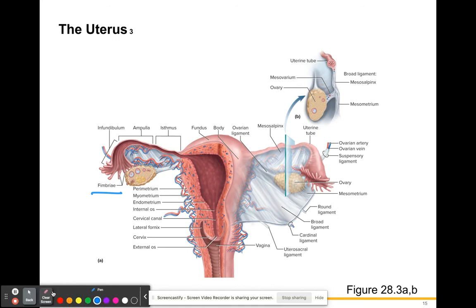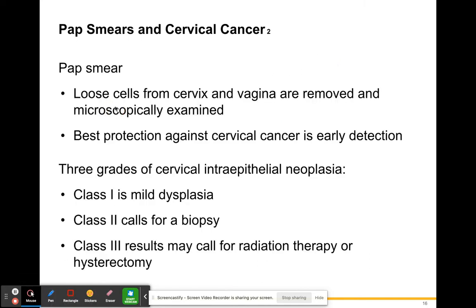So once again, here's the fundus, just like the fundus of the stomach. This superior curvature. And we have the body. And then we have our cervix here. The cervix is kind of where the vagina ends and the uterus begins, right there. We need to be able to label all these for our exam.